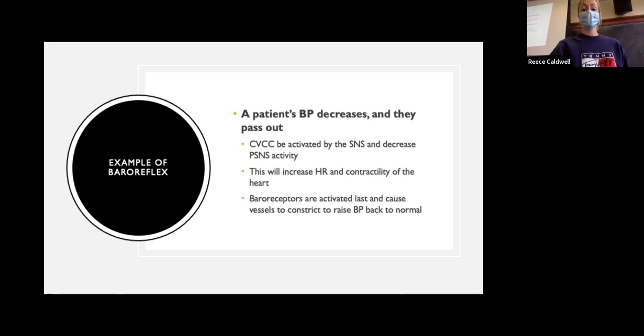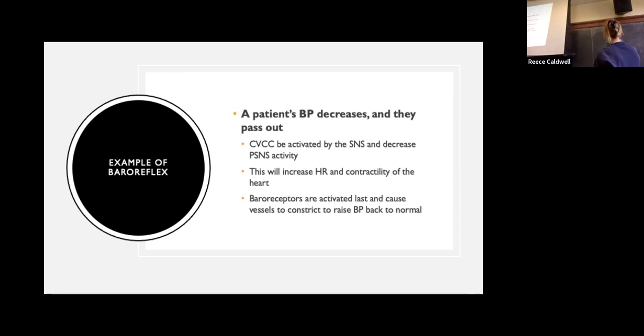Lastly, and it is important to note that the baroreceptors are last in line, but what we see is that they will become activated and cause the vessels to constrict to raise that blood pressure back to normal. So our blood pressure decreases. That's normally going to mean our vessels are going to be pretty dilated. There's not a lot of pressure. You can kind of think of that relationship.